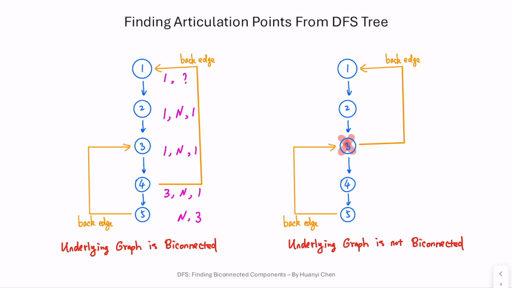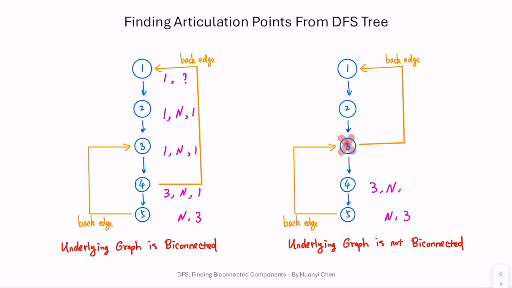Again, we will repeat the same process for the right DFS tree. For node 5, again, it is the same. It is not an articulation point. And the earliest node it can reach is node 3. This finding is propagated to node 4, which tells us that node 4 is not an articulation point.